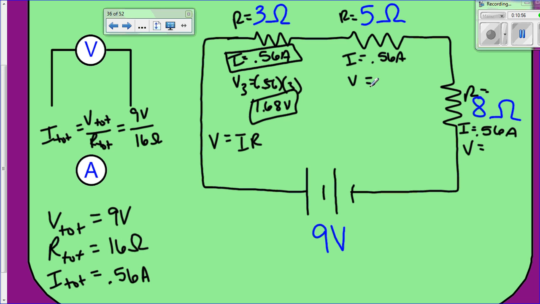Let's do this one right here. My voltage is my current, 0.56, times my resistance. This time it's 5 ohms. So the voltage drop across the 5 ohm resistor is going to be 0.56 times 5, or in other words, 2.8.